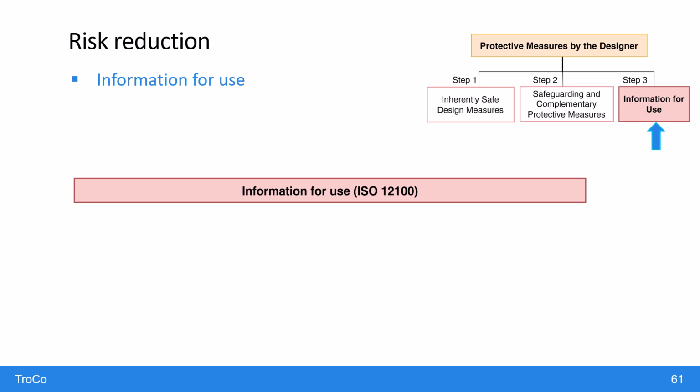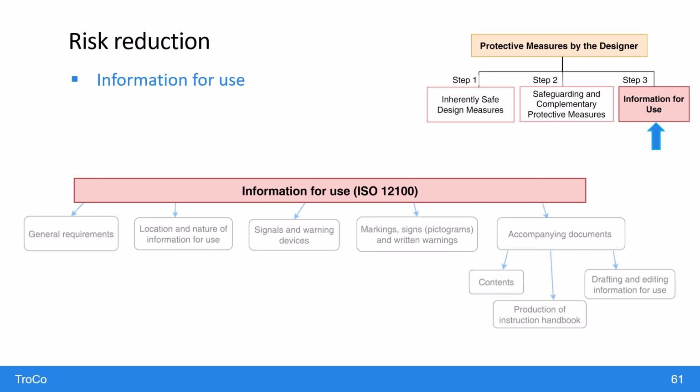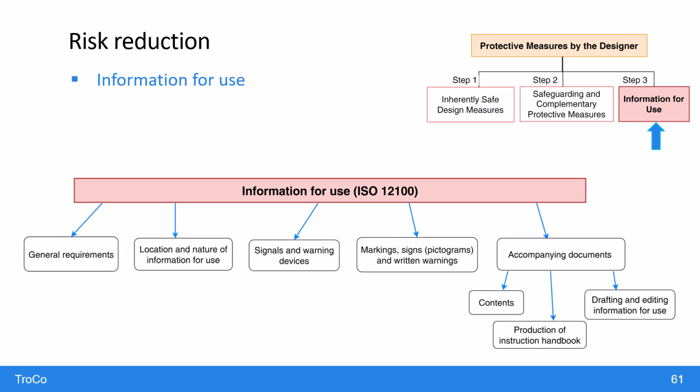As shown in the diagram, ISO 12100 addresses this step in 5 key areas. 1. General requirements. 2. Location and nature of information. 3. Signals and warning devices. 4. Markings, signs, and written warnings. And 5. Accompanying documents, particularly the instruction handbook.